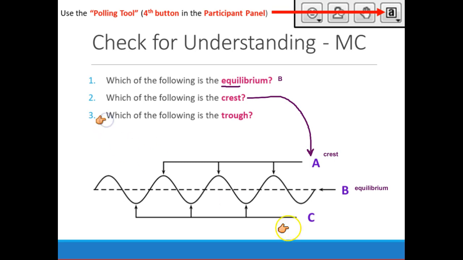Which of the following is the trough? This one should be easy. Process of elimination. What's left over? Which one is going to be the trough?